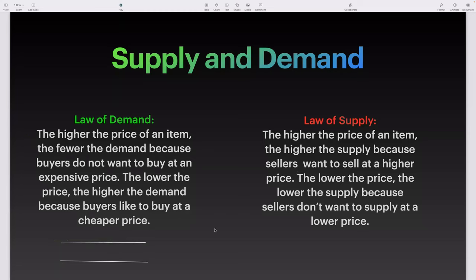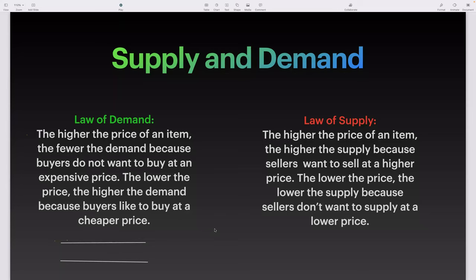So the law of demand is simply telling us that the higher the price of an item is, the fewer the demand will be. That's because if it's up high, fewer people are trying to buy it. The law of supply is the higher the price something is, the more sellers that we will see, the more supply that we're going to see, because people are selling back at this higher price. Y'all with me on that?